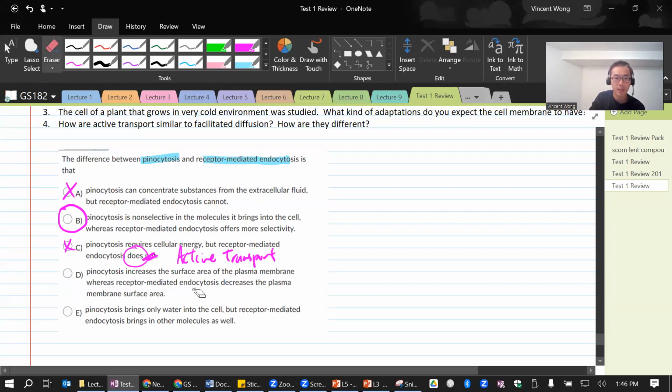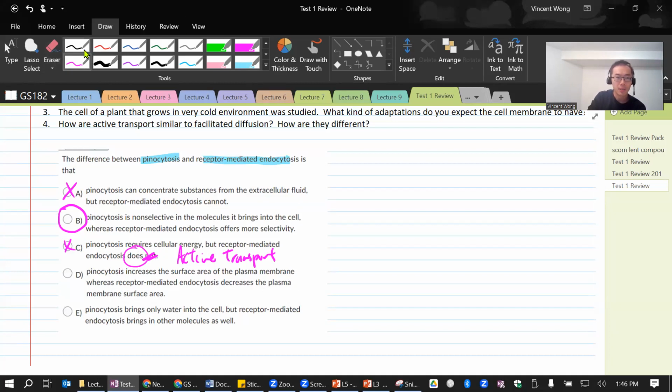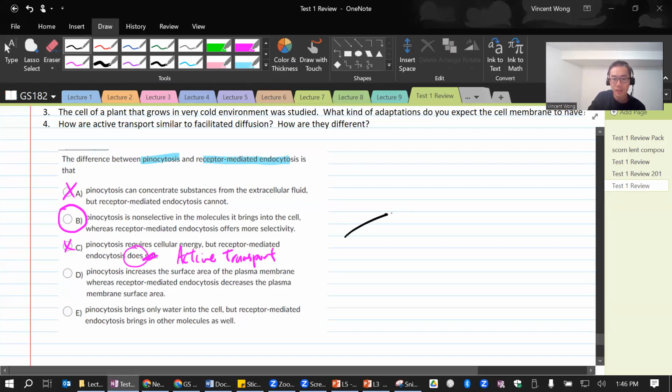Pinocytosis increases surface area of the plasma membrane, whereas receptor-mediated endocytosis decreases plasma membrane surface area. Well, in both cases, you are bringing things in. It doesn't matter how you're bringing it in. Anytime you bring things in, you lose a chunk of cell membrane. Like this part here was part of the cell membrane, but you pinched it up and brought it in. So now your cell membrane has less area. So this one, also decreases, is not correct.